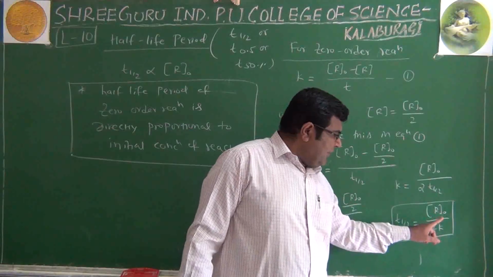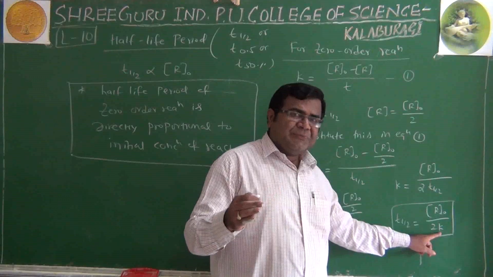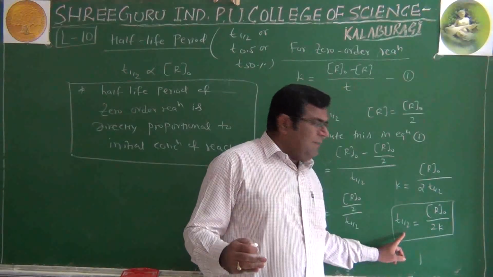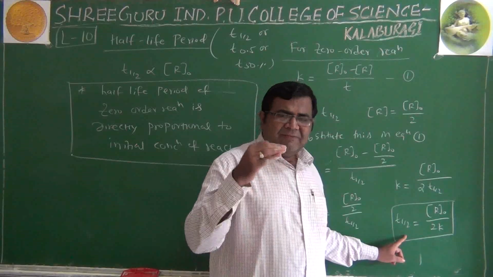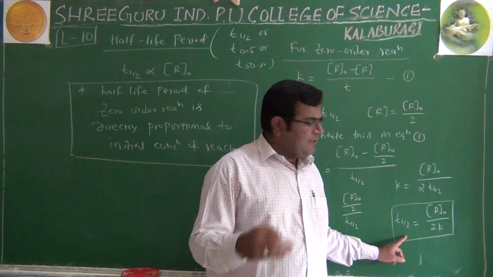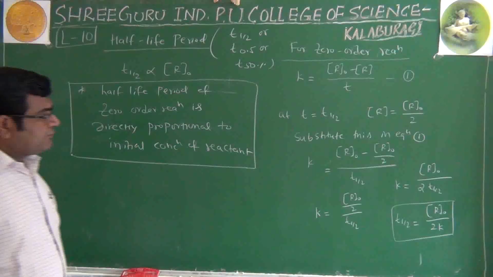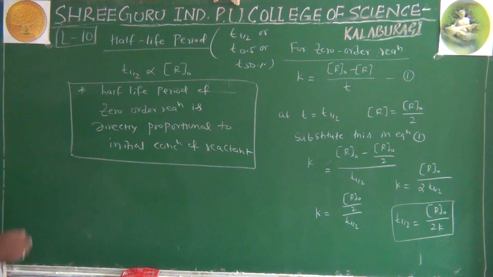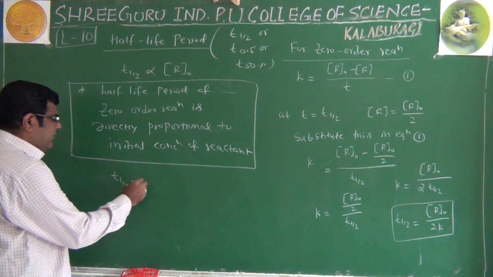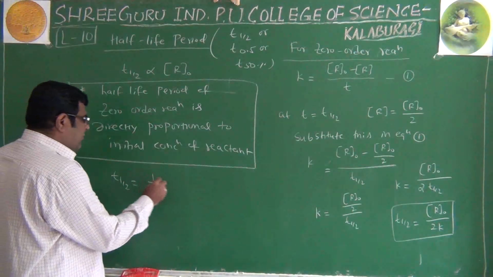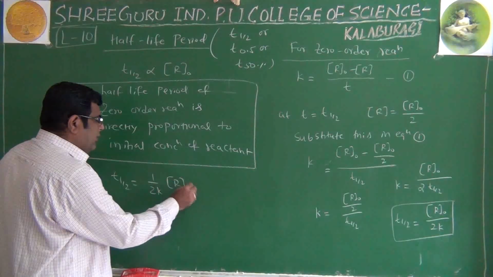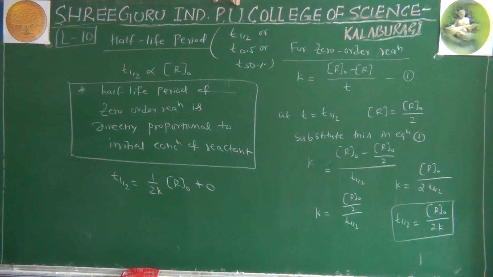It means if the rate constant is higher, the reaction is faster. If the reaction is faster, the half-life period is smaller. The half-life is attained at a faster rate if the rate of reaction is faster. So this is the way in which T half and K are related. They are inversely proportional, and T half and initial molar concentration of reactant are directly proportional.